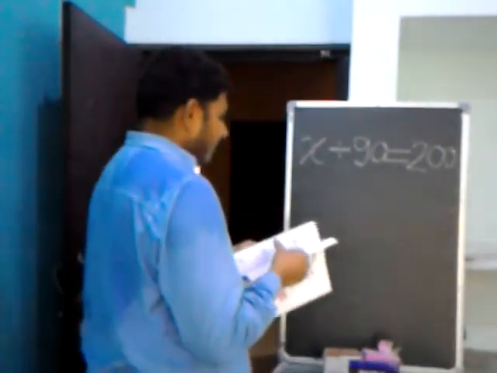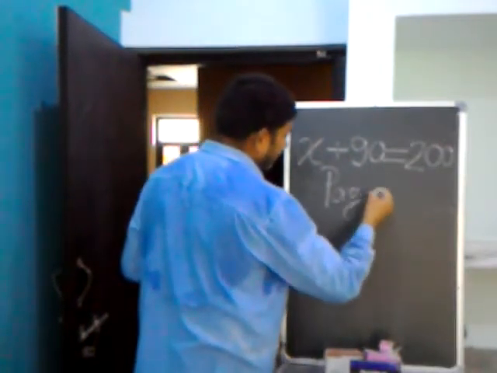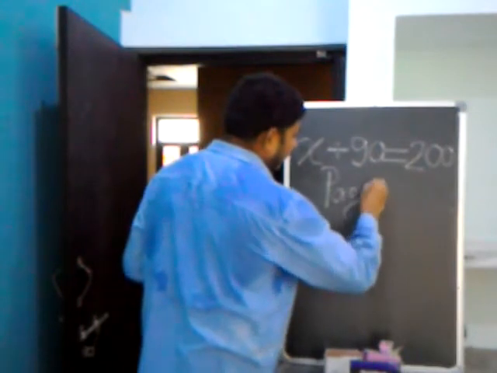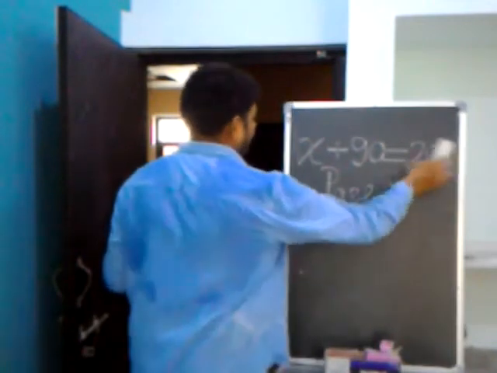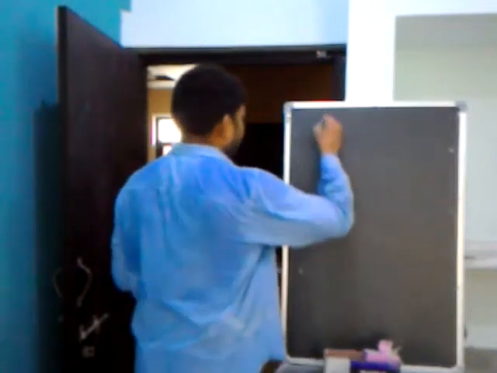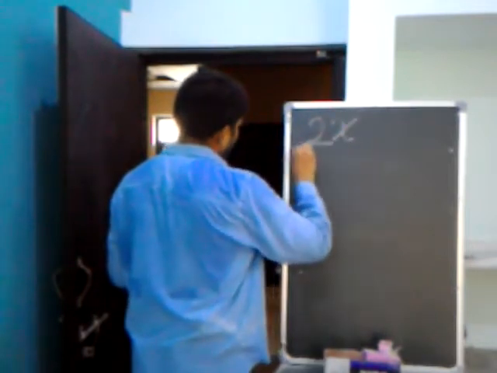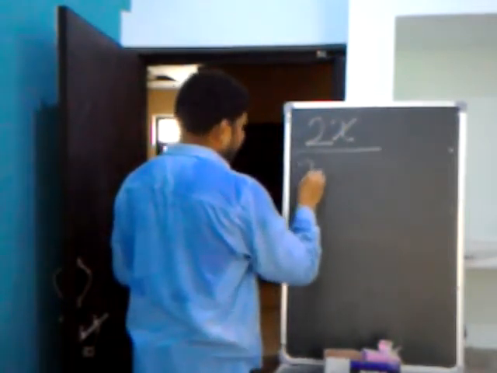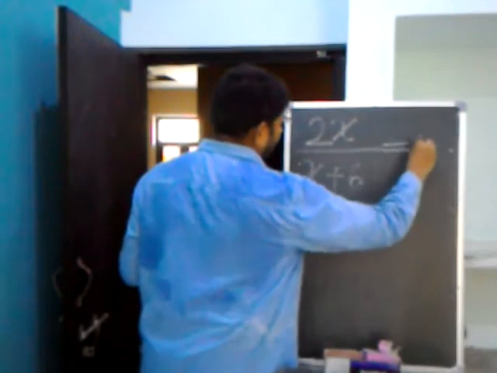First exercise, practice to be perfect. Page number 27. And I shall start solving the questions. Question number 1. 2x plus x plus 6 is equal to 1.